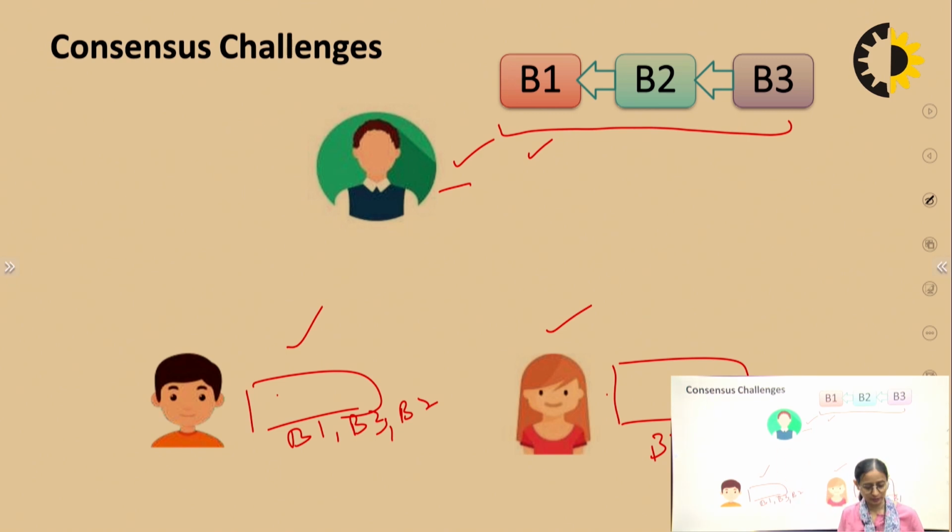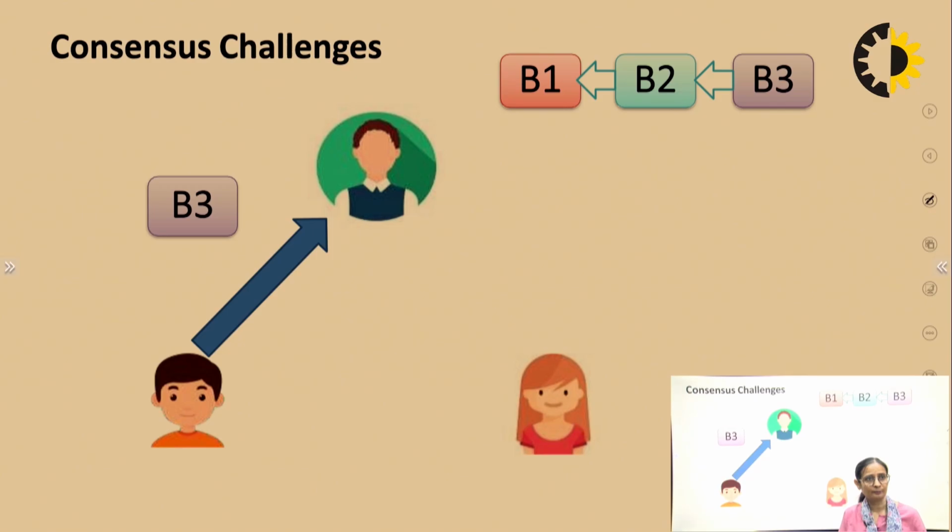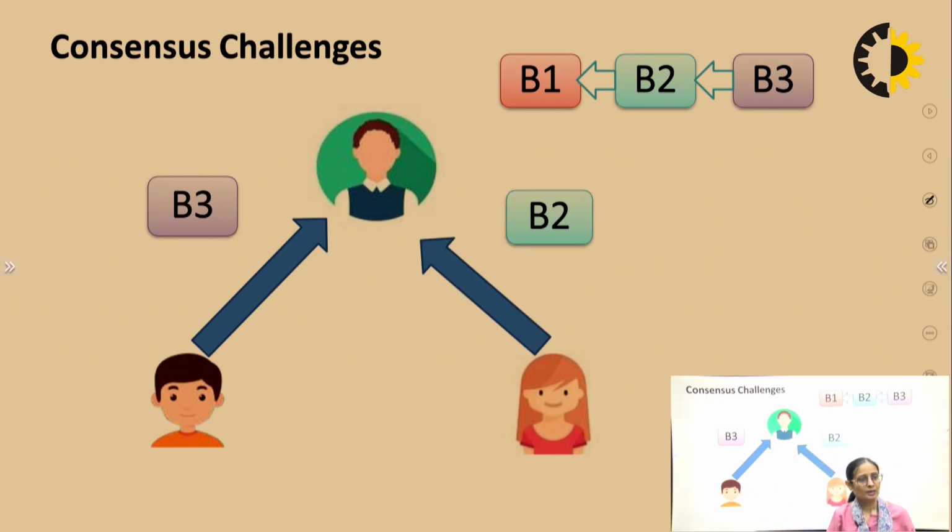And what's the reason behind it? Because all three users are working in an asynchronous environment. Suppose this user sends information to this user to add a block B3. Similarly, this user sends the information to add the block B2. Now, whichever information is received by this user first, the sequence of blocks within the blockchain depends on that order. If this user has received B3 first, then it will add B3. If it has received B2 first, then it will add B2.